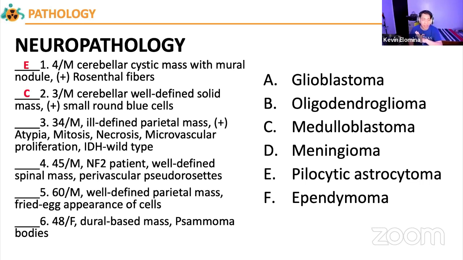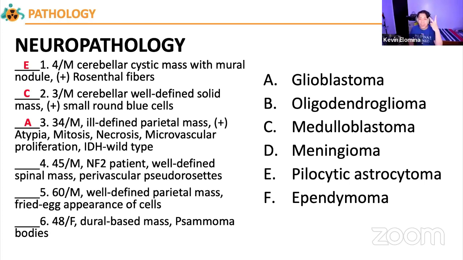Okay, now if you have a 34-year-old male, an ill-defined parietal mass, may atypia, mitosis, necrosis, microvascular proliferation, and an IDH wild-type glioma. That is your glioblastoma. So, glioblastoma, super bad prognosis. Kawawa naman yung patient. Now, if you have an NF2 patient, alam nyo na kung ano mga nandun.